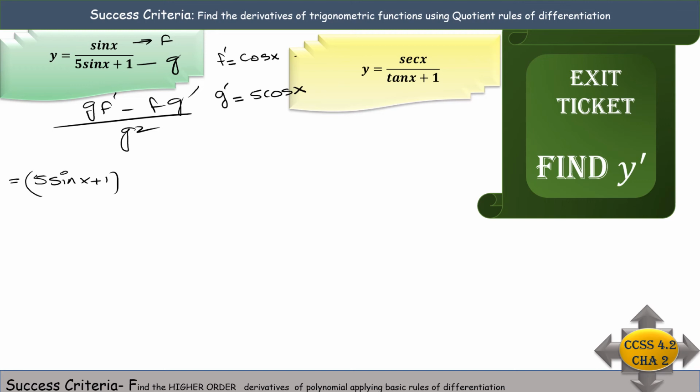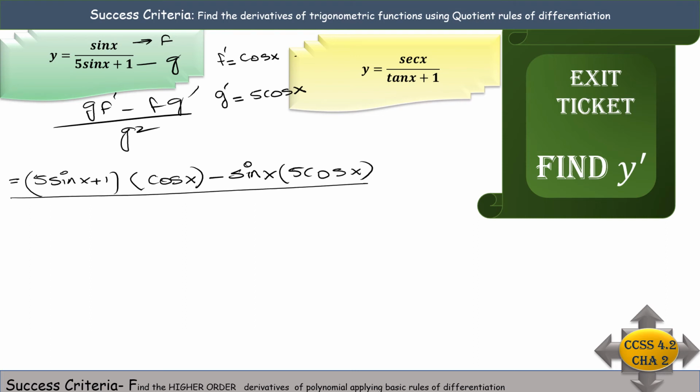So we have g and then f prime, I will write directly cos x, minus, g f prime minus f, that is our sine x, and g prime, so it is 5 cos x, over g square, it means (5 sine x plus 1) whole square.